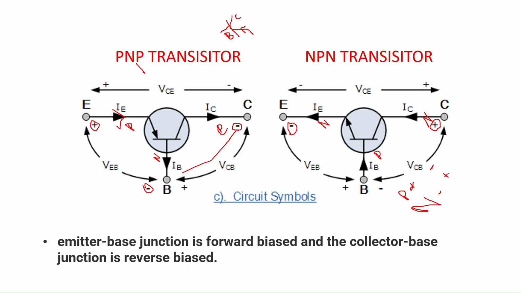The voltage across emitter and base is denoted by VEB. The voltage across base collector is denoted as VCB, and the voltage across emitter and collector is denoted as VCE.